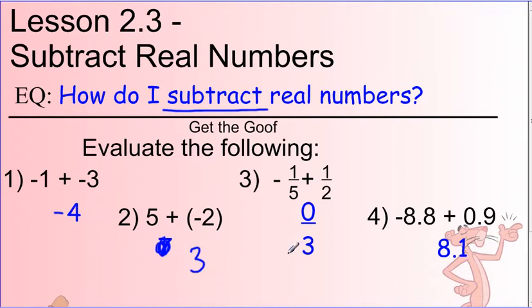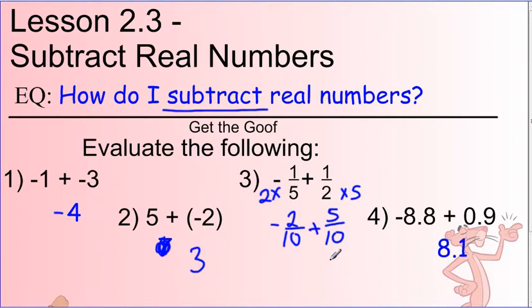Number 3 says -1/5 plus 1/2. Well, you cannot just add like that. You have to have common denominators. And between 5 and 2, the least common denominator is going to be 10. Because 5 times 2 is 10, and 2 times 5 is 10. So you take the top number times 5. 1 times 2 is 2, and don't forget about your negative.